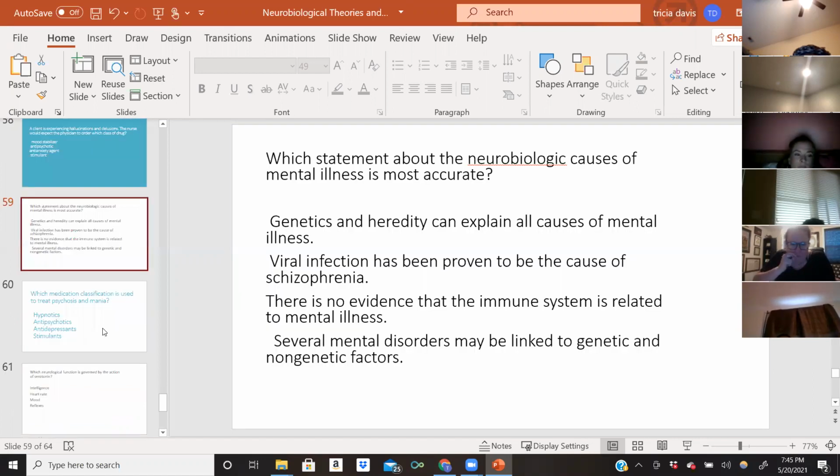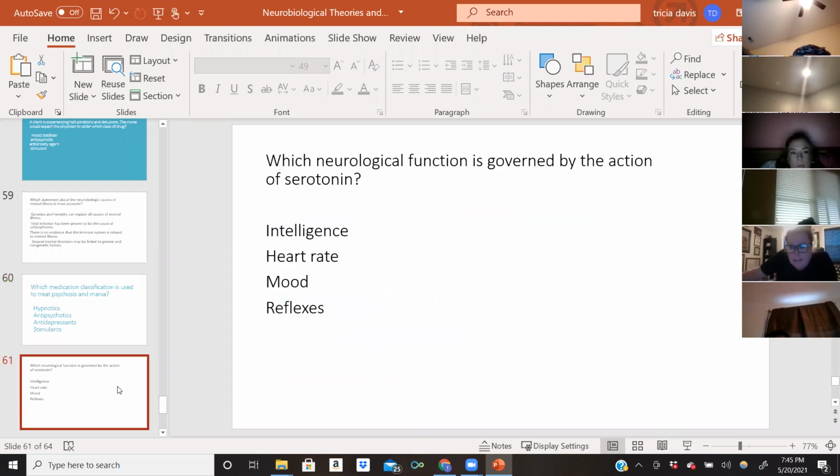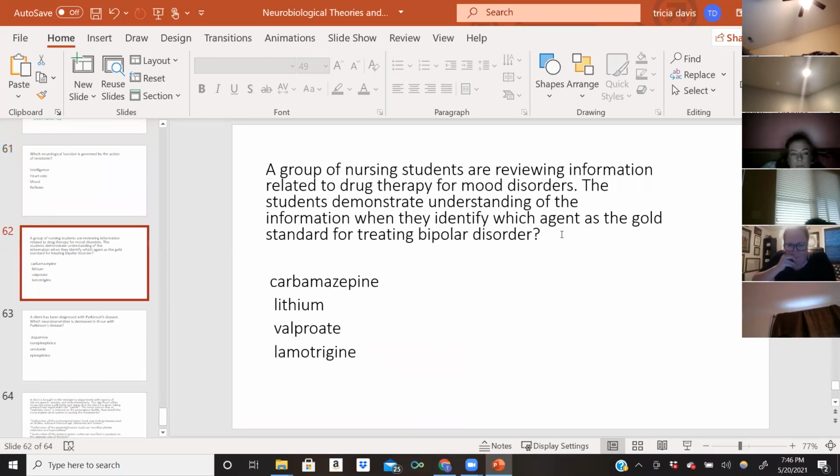Which medication classification is used to treat psychosis and mania? B, antipsychotic. Very good. Which neurological function is governed by the action of serotonin? Mood. Yep, mood. Very good.